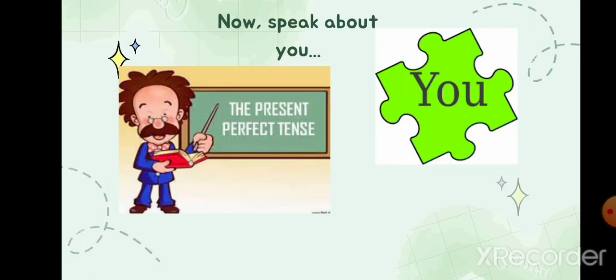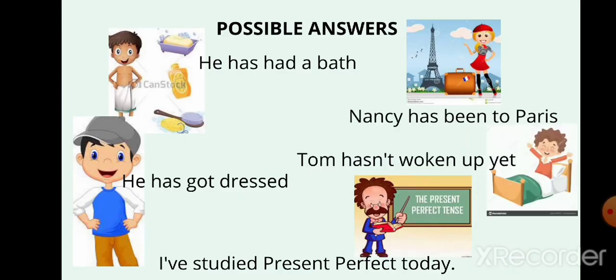All right. Now let's talk about you. So here the teacher. That's me. The present perfect tense is written on the board, you see? So what have you done today? Okay, here's some possible answers. He has had a bath. He has got dressed. Nancy has been to Paris. Tom hasn't woken up yet. I have studied present perfect today. Well done. I hope you did well.